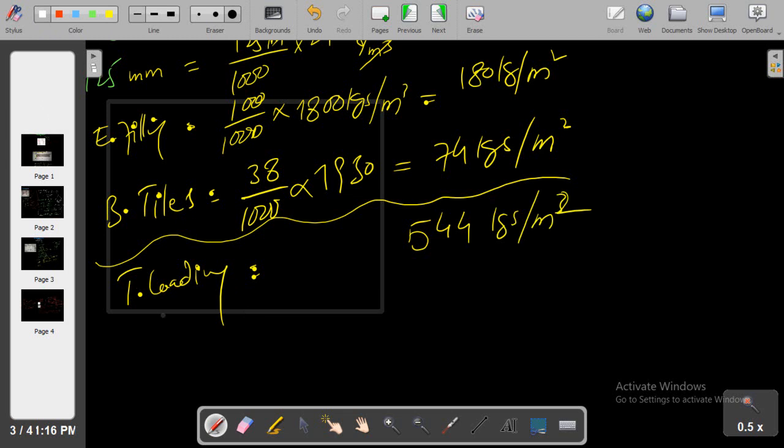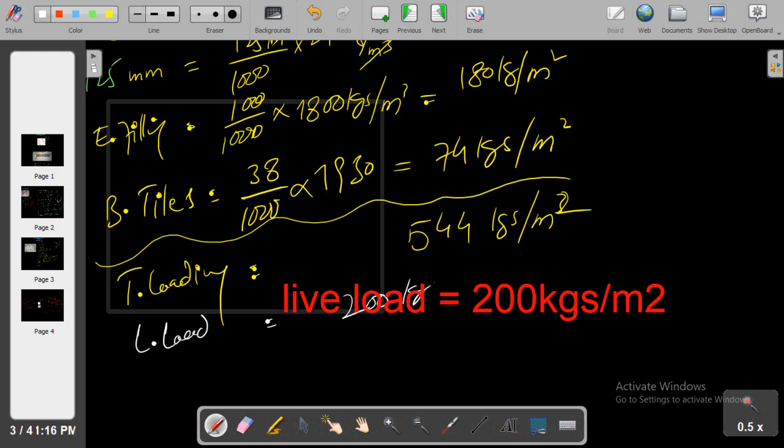Now let's say we are assuming the live load. Let's say this is an apartment or a school building. For a school building, we know from the previous table, we will discuss this, it will be taken as 200 kg per square meter.